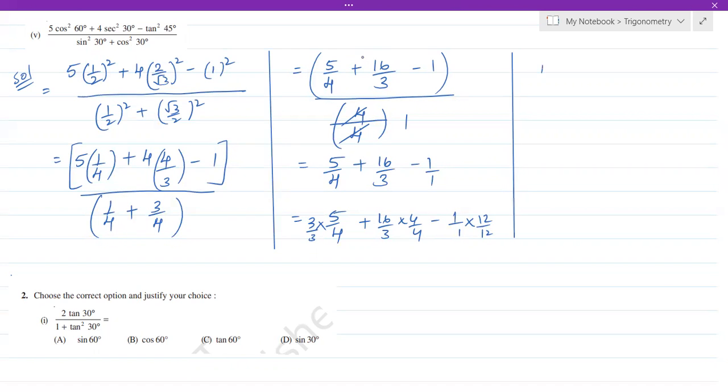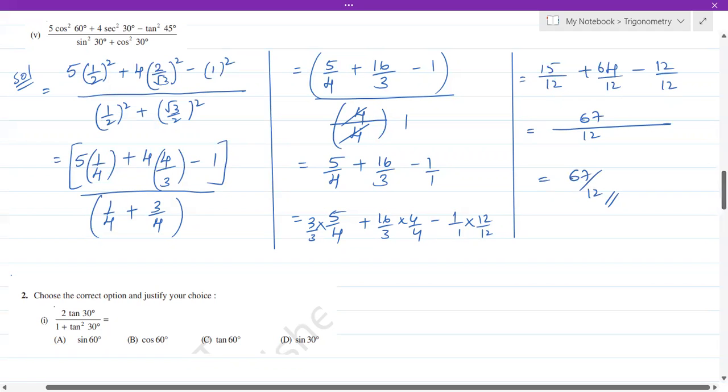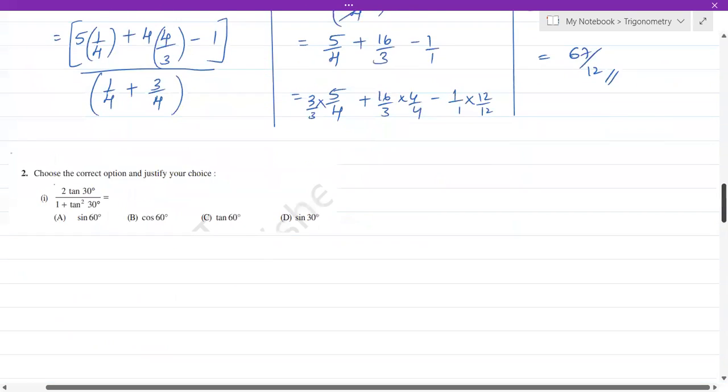So 3 5s are 15, 4 3s are 12, plus 16 4s are 64, minus 4 3s are 12, minus 1 into 12 is 12, 1 into 12 is 12. Now the denominators are same. You can write it once. Add everything, 15 plus 64 minus 12. So it becomes 15 plus 64, 79. 79 minus 12 is 67. So therefore the final answer is 67 by 12. Again, a simple problem. If you know the values, easily you can substitute and calculate it.